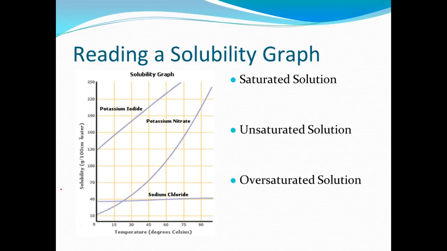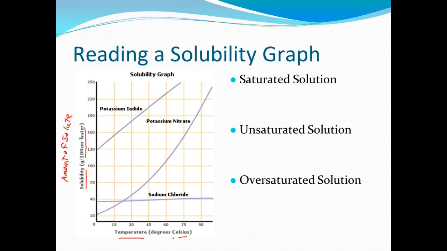Just like any graph, before you try and use it, you look at the axes. On the vertical y-axis, you see solubility. This is the amount of solute that goes into our solution, and our solution in this case is 100 centimeters of water. So if I was going to have 200 centimeters of water, my numbers would all double. On the x-axis is temperature, and it's in Celsius. So what this graph is measuring is how much solute can dissolve at a specific temperature.